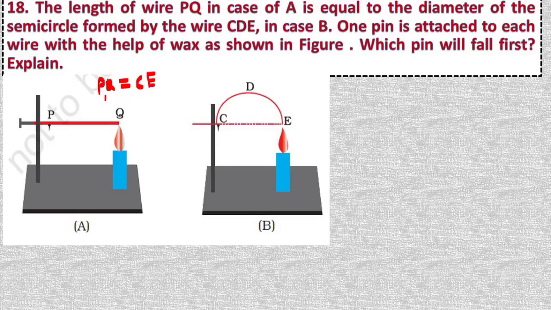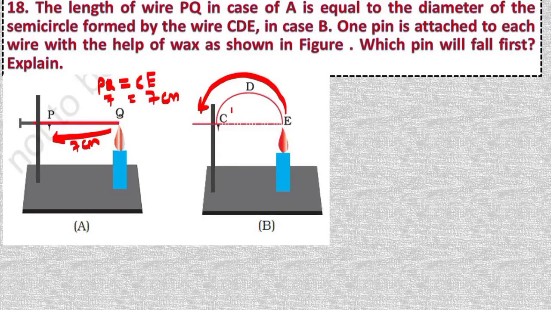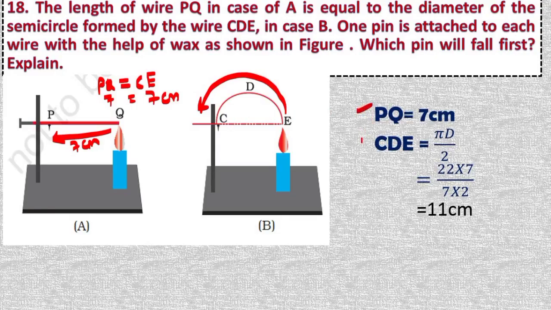PQ is equal to 7 centimeter. Imagine that, I'll consider PQ is equal to 7 centimeter. Therefore, CE is equal to 7 centimeter. Therefore, the diameter of this semicircle is also 7 centimeter and the length of PQ is also 7 centimeter. But CDE is nothing but a semicircle circumference.